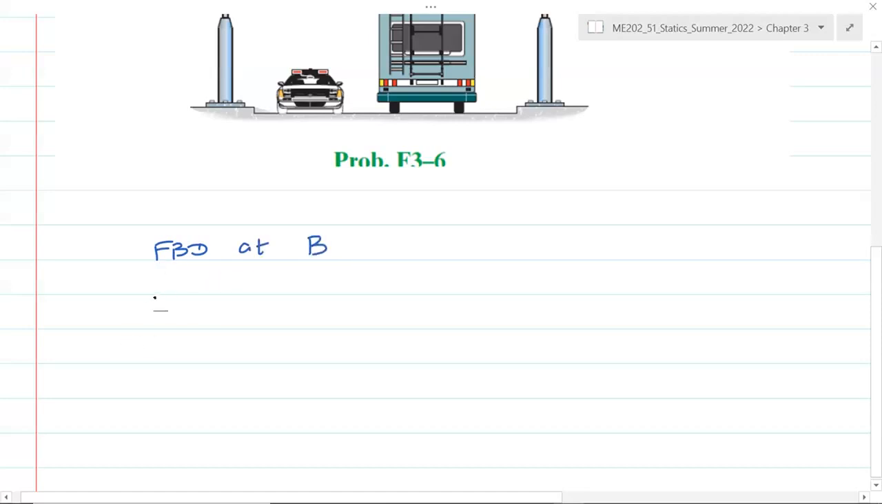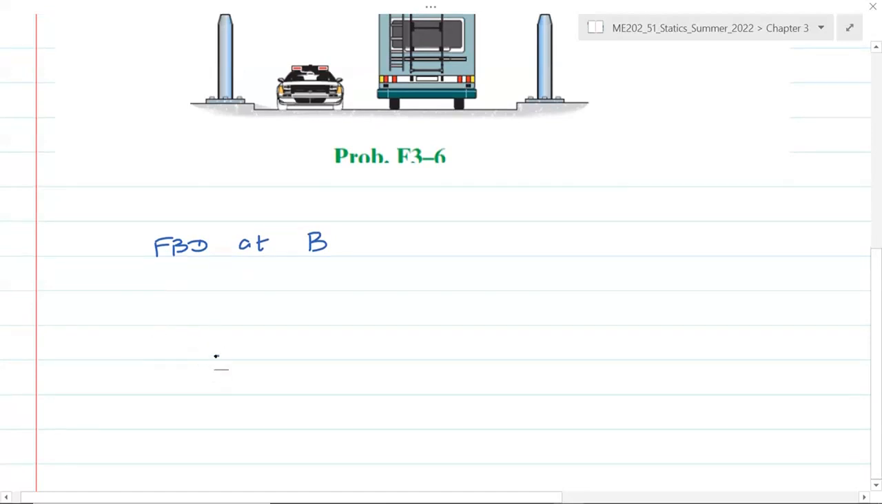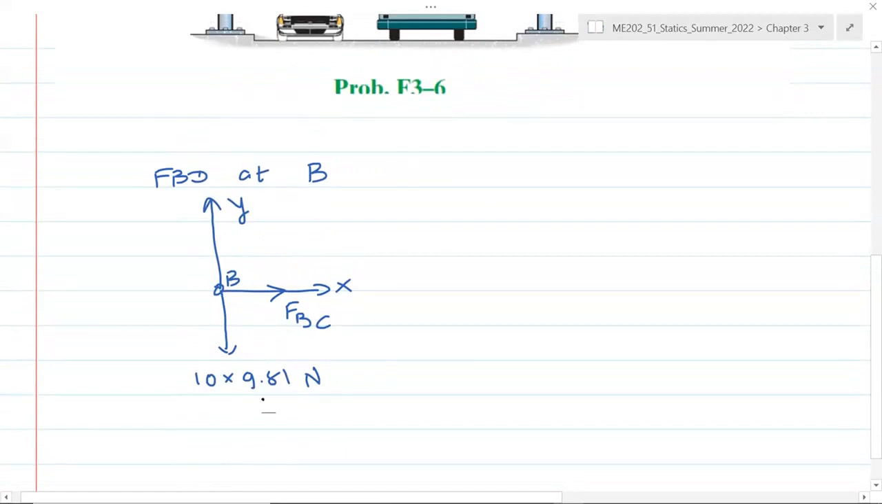Okay. FBD is the short form for free body diagram. So FBD at B, this is point B, that's x-axis, this is y-axis. Now forces, there is a force here which is FBC in the horizontal cable. There is a force acting down because of the weight of the light, which is 10 multiplied by 9.81 newtons. Remember, 10 is mass in kilograms, but force has unit Newton, so we need to multiply this with gravitational acceleration. And this is force in cable AB. And we know this angle, 15 degrees. Okay, so that's our free body diagram.